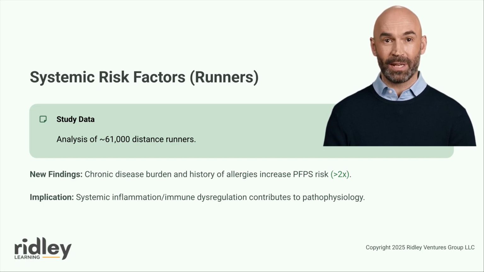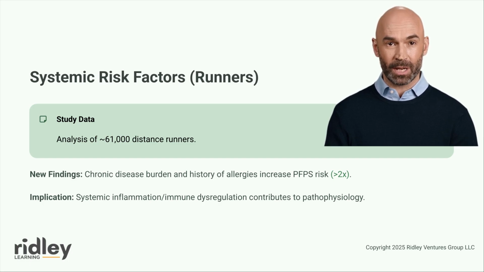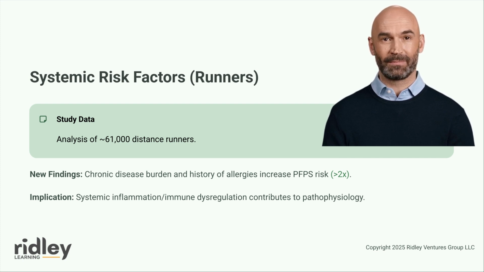biomechanical factors. Independent risk factors for patellofemoral pain in this running population included a composite chronic disease score, with a prevalence ratio of 2.68 for every 2 additional chronic conditions, and history of allergies, with a prevalence ratio of 2.33. These findings suggest that systemic inflammatory processes or immune dysregulation may contribute to patellofemoral pain pathophysiology, representing an important conceptual expansion beyond purely mechanical explanations. The association with multiple chronic diseases has practical implications for clinical assessment, as runners presenting with patellofemoral pain may warrant screening for undiagnosed systemic conditions.